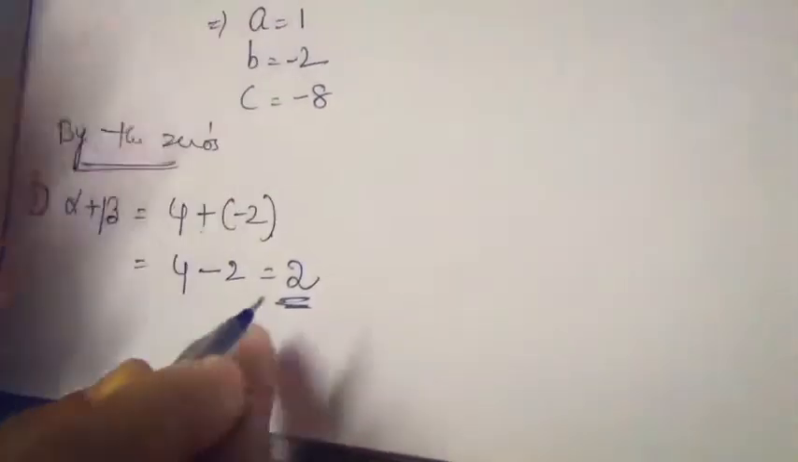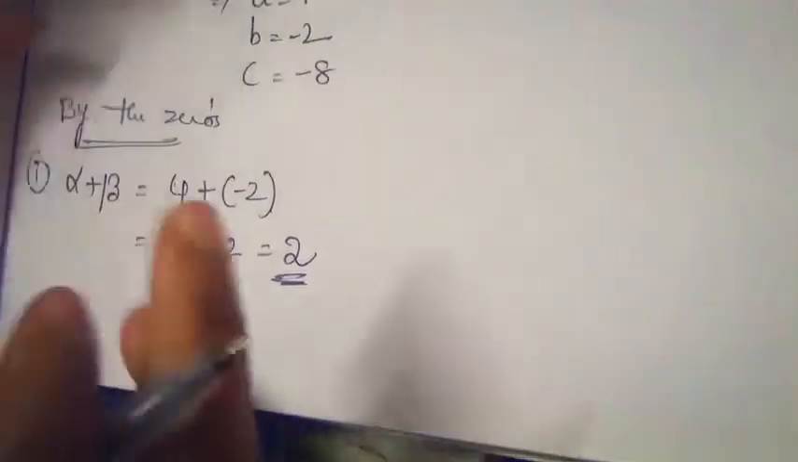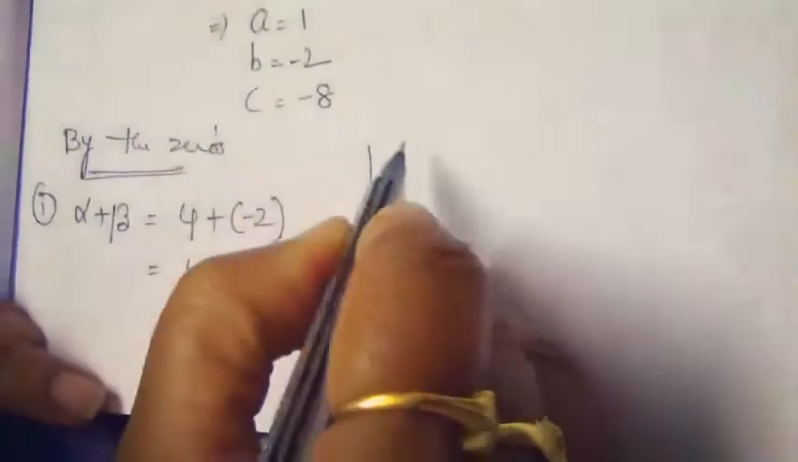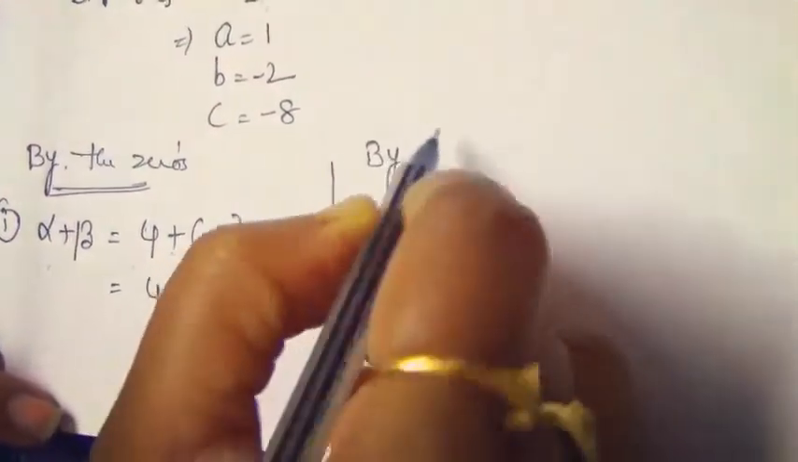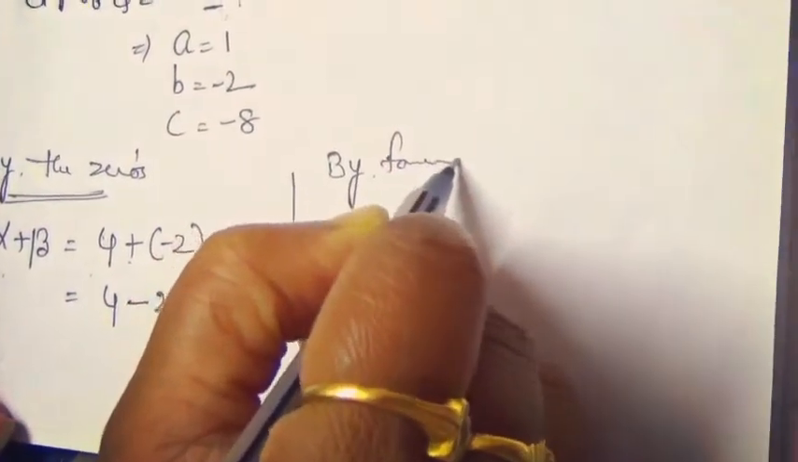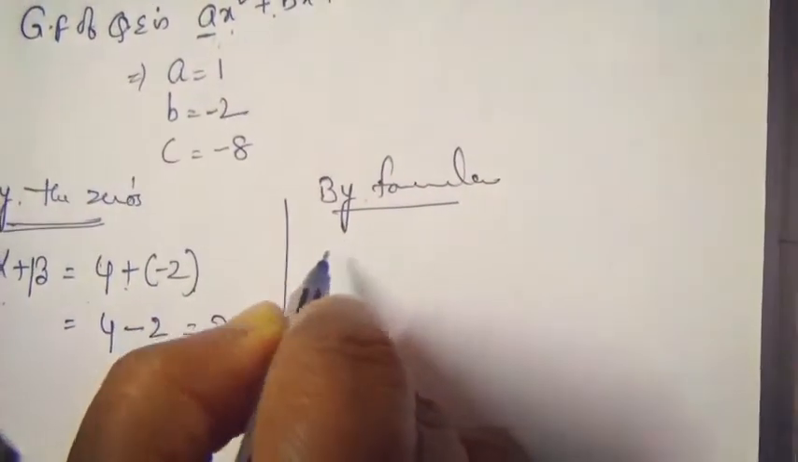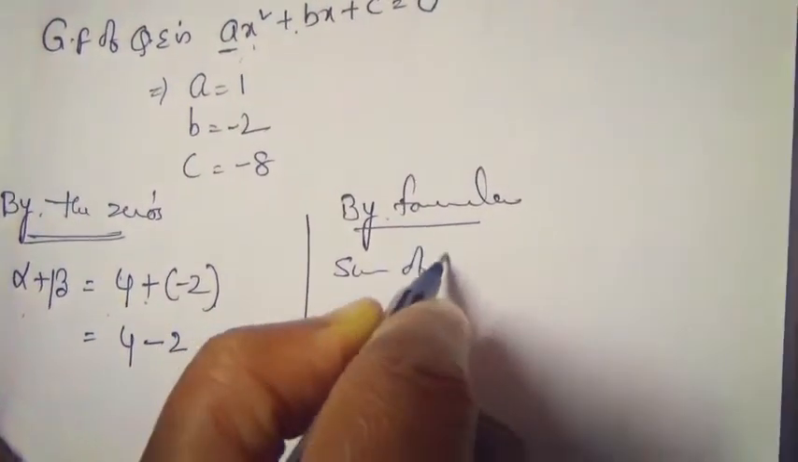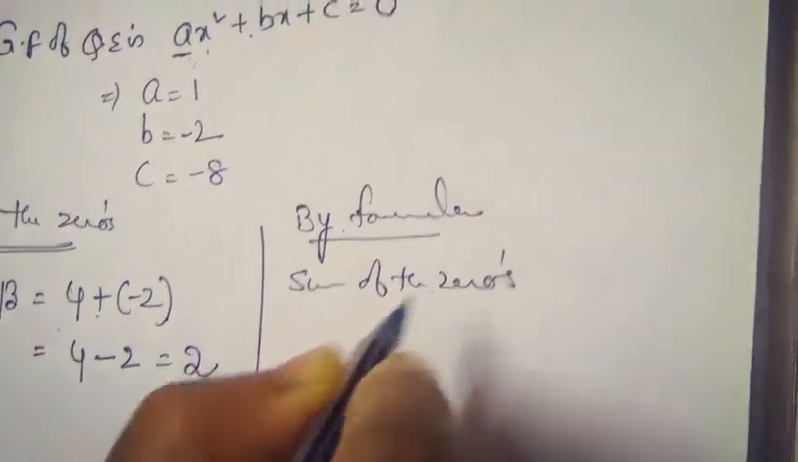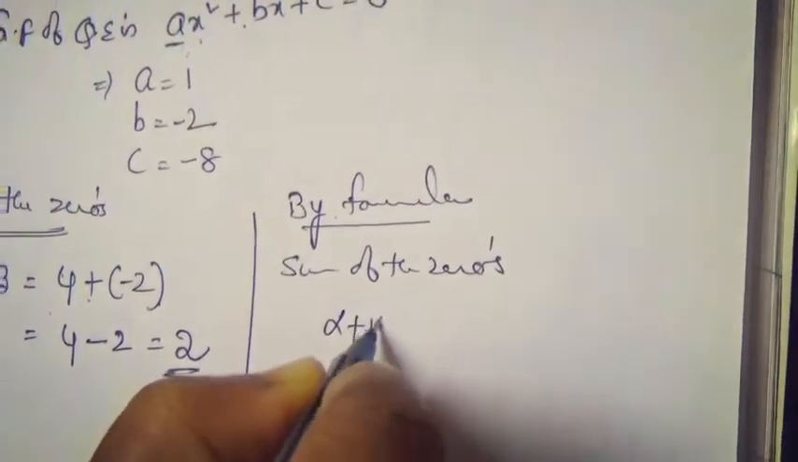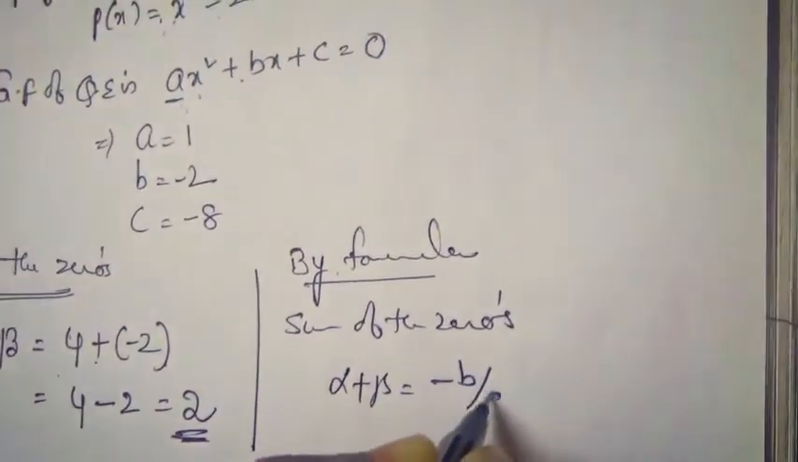What value do you get by the actual method? So plus 2. And by using the formula. Okay, what is the formula? The sum of the zeros, alpha plus beta, is equal to minus b by a.